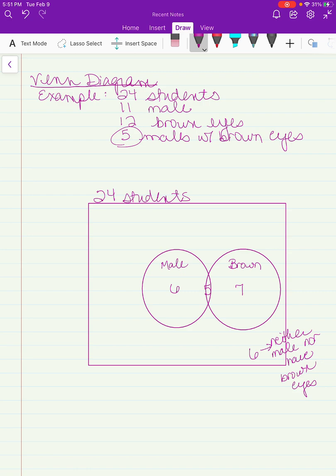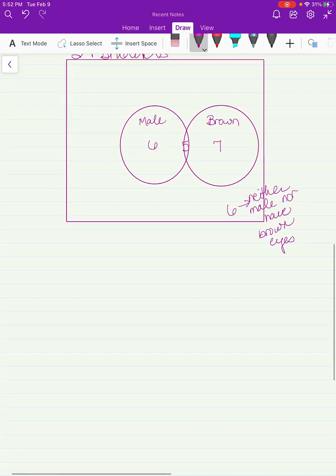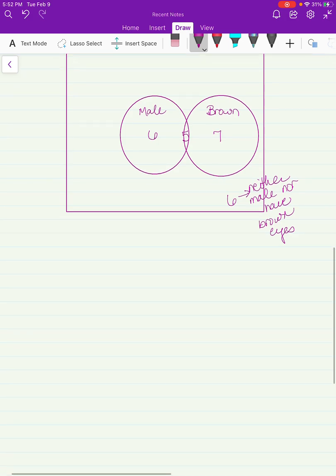Then I added up what was there, and that was a total of 18. And I subtracted the 18 from 24, and I had 6 left over. And that goes still in the box, but not inside either of the circles. So that's another way to use a visual display to answer questions about data.